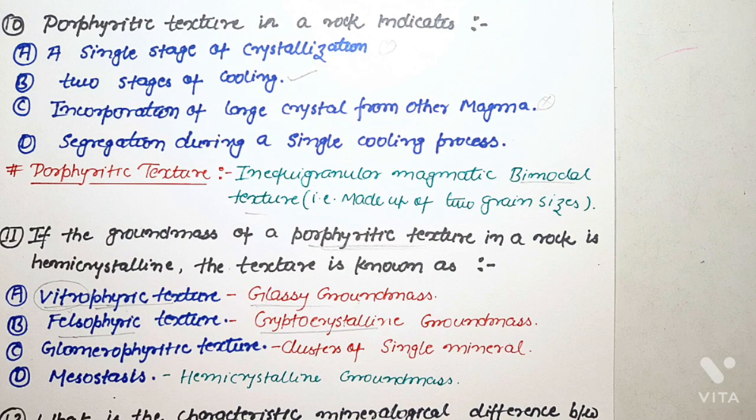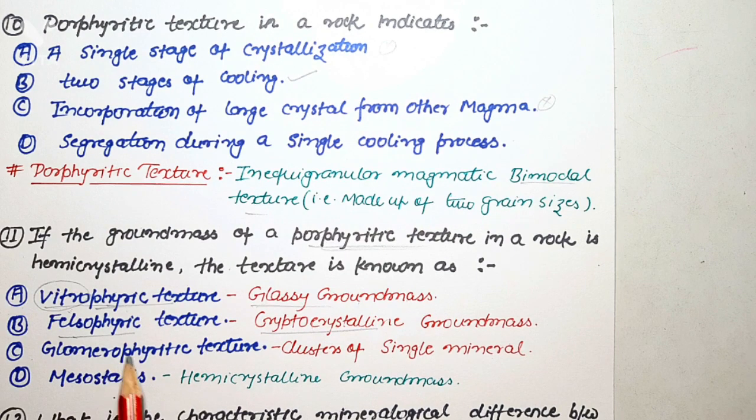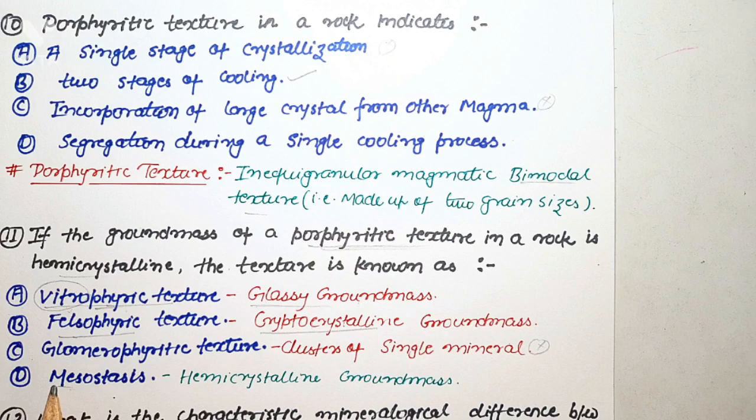Now, if clusters are of a single mineral, then it is known as glomeroporphyritic, while clusters of multiple mineral crystals of phenocrysts are known as cumulophyric texture. So, this has nothing to do with the porphyritic texture in which the groundmass is hemicrystalline. Now, the remaining option is mesostasis.